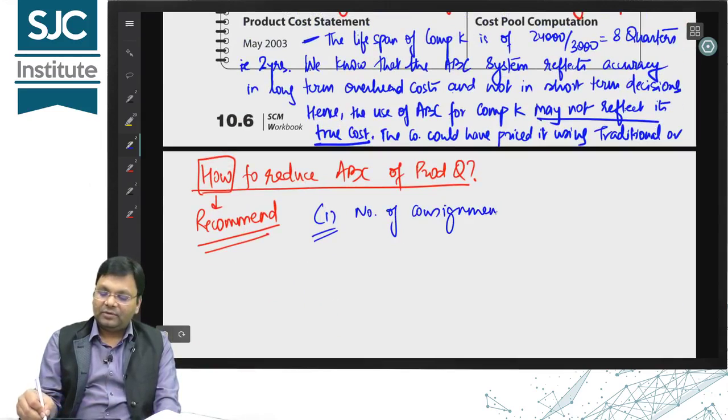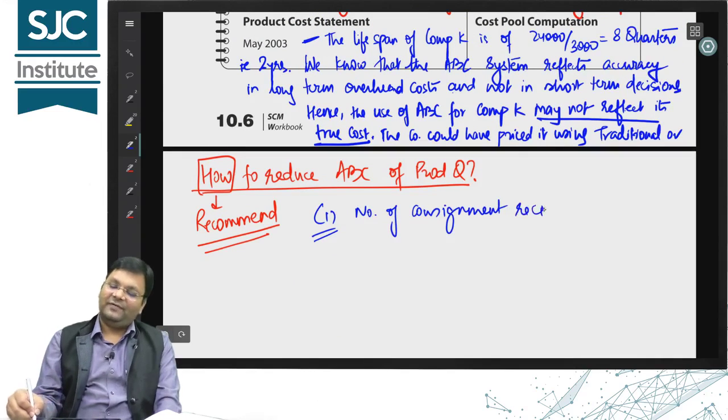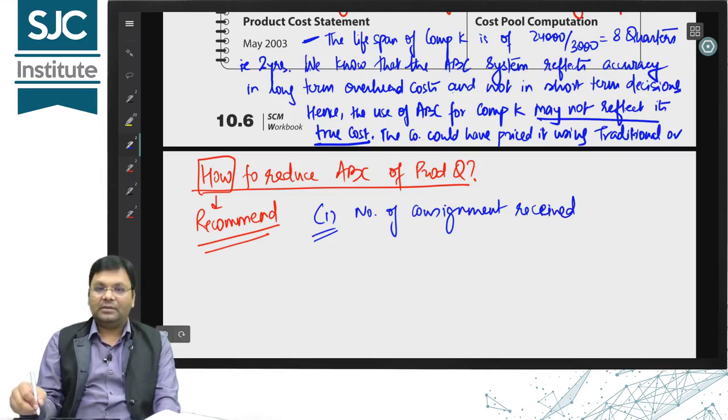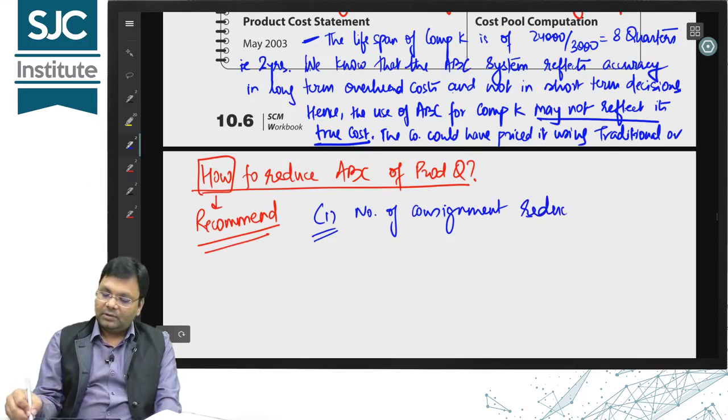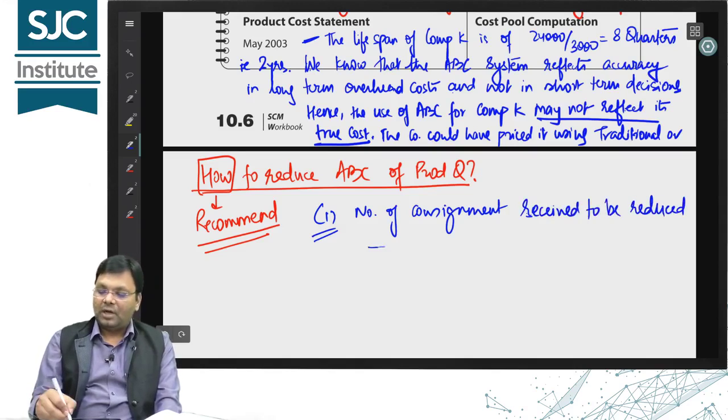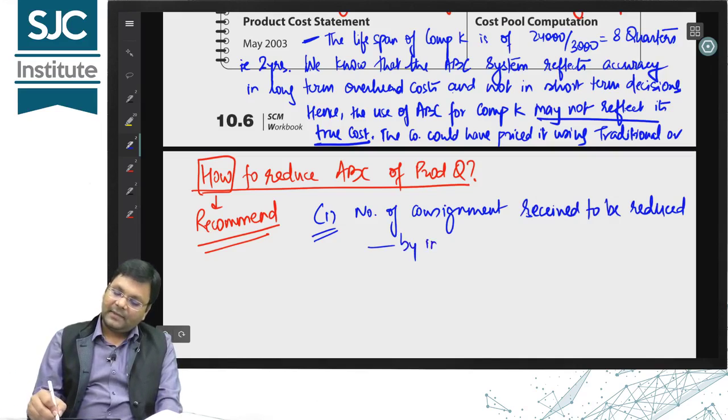And how can it be reduced? You cannot just write that the number of consignments is to be reduced. That is not a perfect answer. How is it to be reduced? Number of consignments received to be reduced. Now the question is how? How to reduce? You have to also write about this: by ordering more quantity at a time.